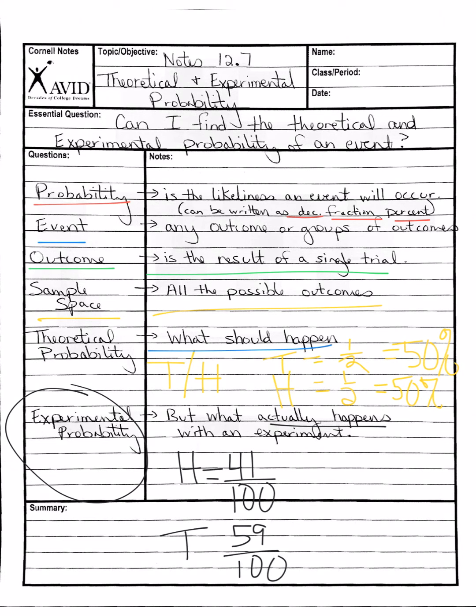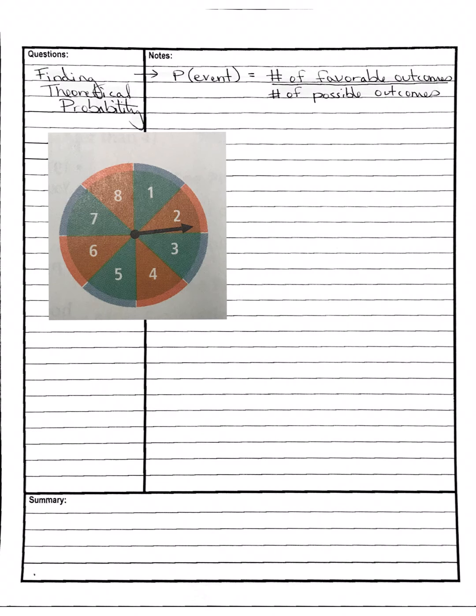At the very beginning, please make sure you had it all written down. I went a little too fast there. There we go. We're going to jump into finding actual theoretical probability. So when you see the P, that stands for probability, and then in the parentheses it'll say the event, what they want the probability to be of.